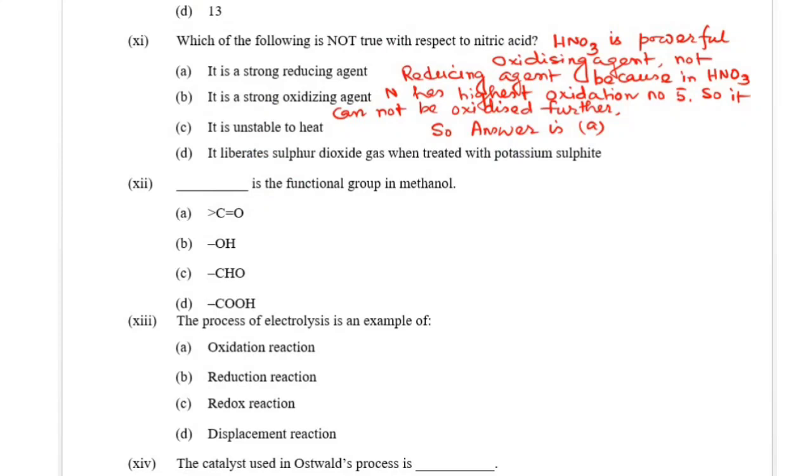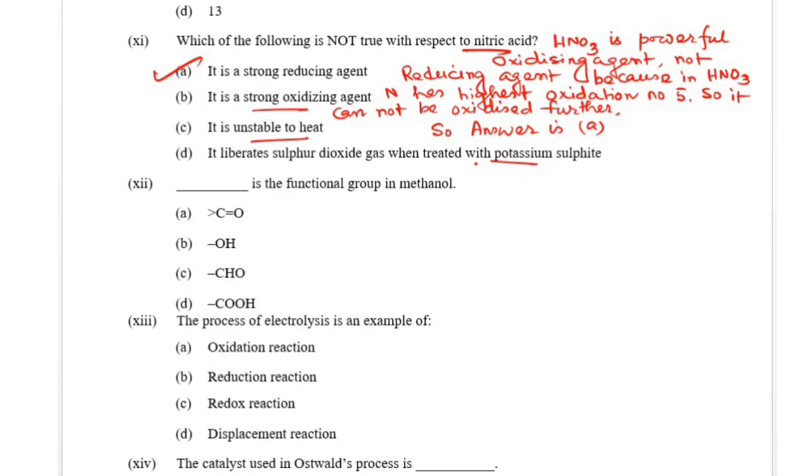Which of the following is not true with respect to nitric acid? We know nitric acid is a powerful oxidizing agent, not a reducing agent. Why? Because in nitric acid, nitrogen has its highest oxidation number, 5, so it cannot be oxidized further. So the statement not true with respect to nitric acid is option A, it is a strong reducing agent. Remaining options B, C, D are all true about nitric acid: it is a strong oxidizing agent, it is unstable to heat, and it liberates sulfur dioxide gas when treated with potassium sulfide.